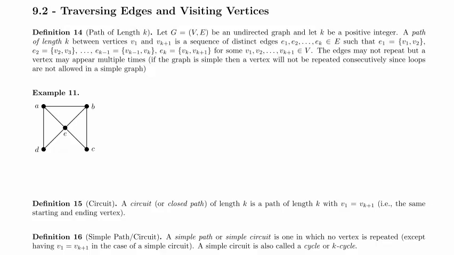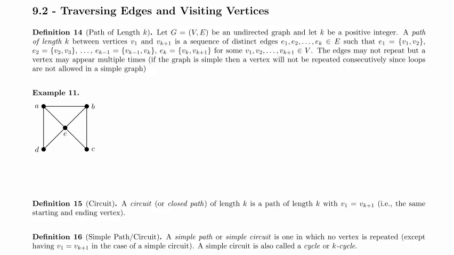We're going to designate v1 as whatever the starting vertex is, and then vk plus 1 is the ending vertex. So we have edges connecting v1 and v2, and then v2 to v3, v3 to v4, and so on, until we get to our last edge, our kth edge, connecting vk to vk plus 1. Now, in this book, the way that a path is defined, the edges may not repeat, but a vertex can show up multiple times. And if the graph is simple, then we're not going to have any loops, and so a vertex is not going to be repeated consecutively. So it may show up multiple times in the path, but it's not going to appear right after itself.